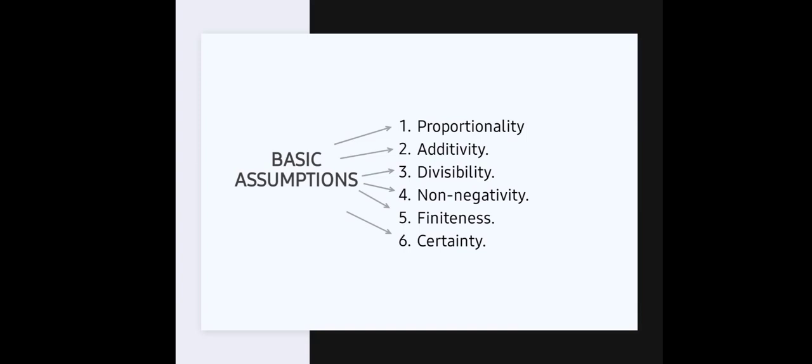First is proportionality. Proportionality is nothing but the relationship between activity and the resource. And next is additivity. Additivity is the sum of the resources utilized by each individual enterprise. Third is divisibility. The basic assumption is that the resources and the products are infinitely divisible. And the fourth is non-negativity. The constraints are always non-negative. And the fifth is finiteness.